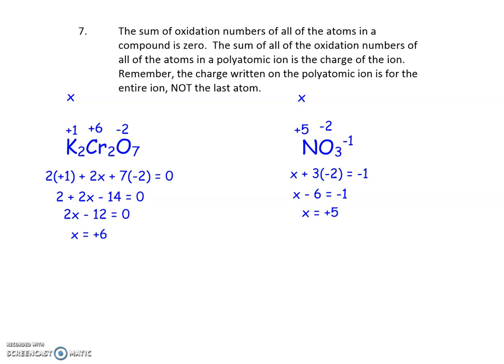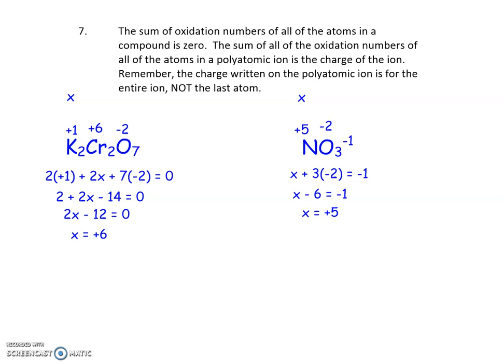So remember, if it is a pure element, it's 0. If it's an ion, it's the charge of the ion. Any metal in group 1 has to be positive 1. Any element in group 2 has to be positive 2. Again, if they're part of a compound. The hydrogen is almost always going to be positive 1.